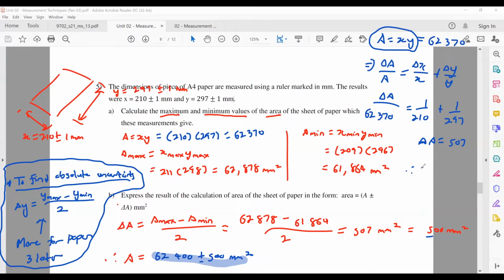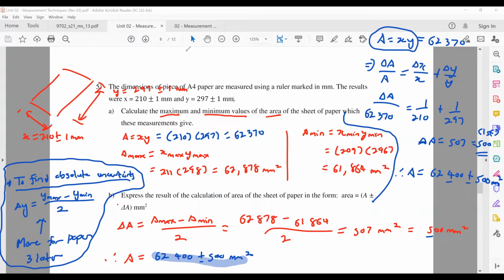Okay, therefore A is actually going to be 62,400 plus minus 500 millimeters squared. This one rounded to 1 SF is 500. Okay, so if the uncertainty is rounded to 1 SF, to the nearest 100, your measured value must also be rounded to the nearest 100.